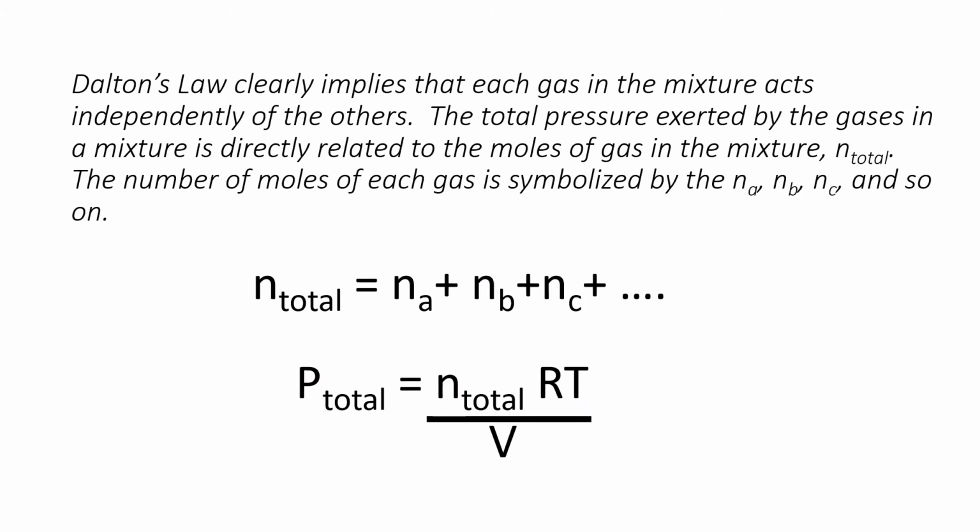Dalton's law implies that each gas in a mixture acts independently of the others. The total pressure is related to the moles of gas in the mixture. So I can add up the total number of moles and I can figure out what the pressure is from this.